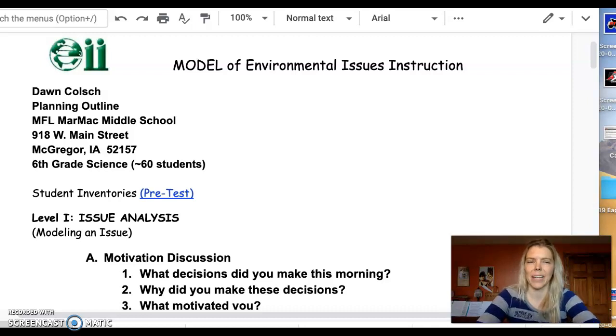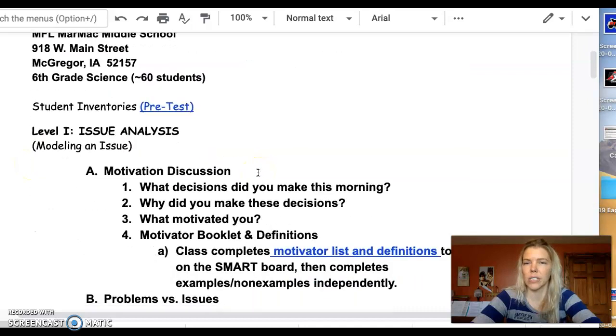Hi everybody, my name is Dawn Colsch and this is my Environmental Issues Instruction or EII Planning Outline for Water Connects Us All. I'm a teacher at MFL Marmac Middle School in McGregor, Iowa, and this lesson I have set up for a 6th grade science class of approximately 60 students.